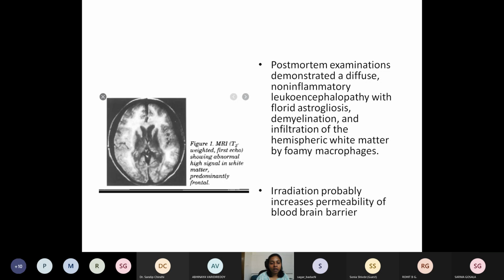There are very few, a handful of case reports, and that too from the early 90s. In these 2 patients, they found on post-mortem a non-inflammatory leukoencephalopathy with astrogliosis and demyelination and infiltration by foamy macrophages. They hypothesized that probably the irradiation increases the permeability of the blood-brain barrier, and that is why amphotericin B could cause this side effect in these patients. Therefore, it is best avoided in patients who are on cyclosporin and who have received irradiation.